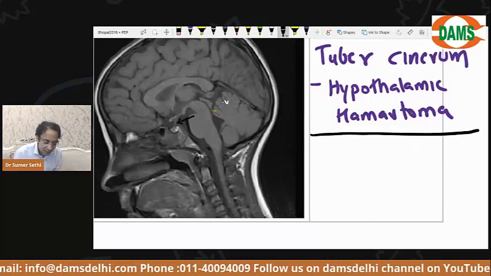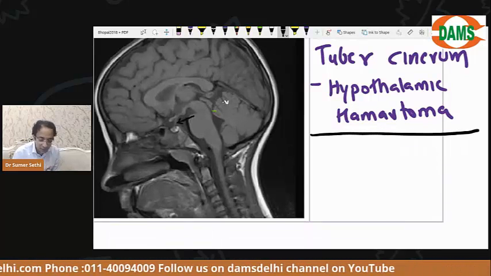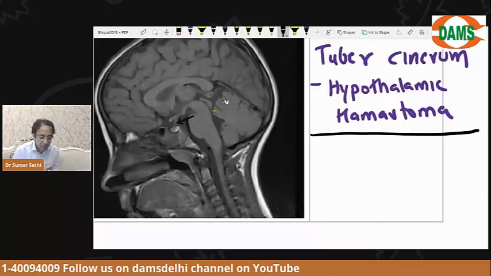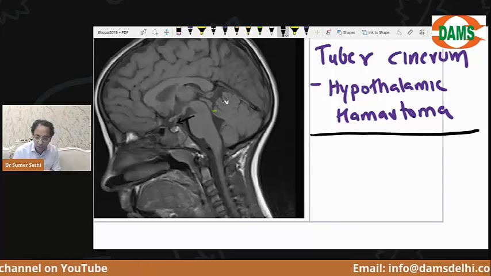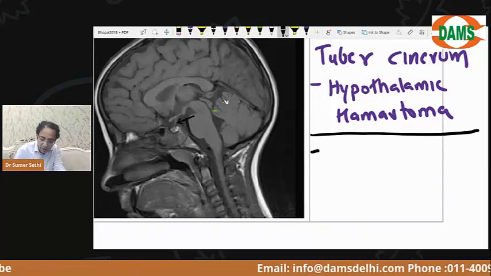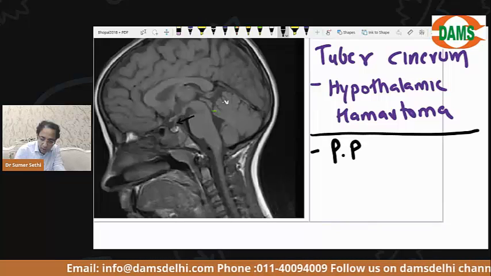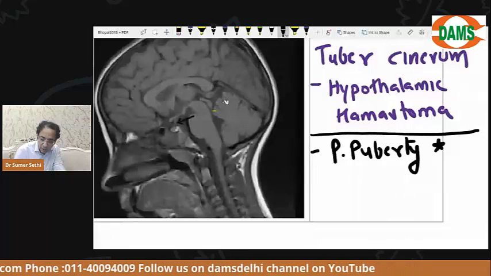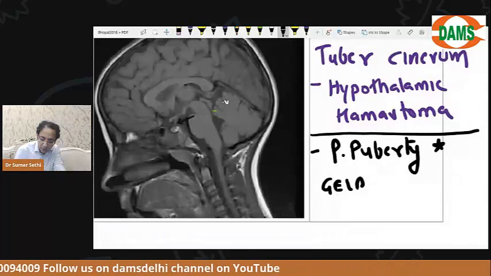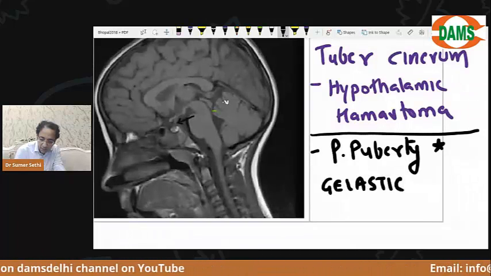Tuber cinereum, everybody remember, is the site of the hypothalamus from which hypothalamic hamartoma arises. And this is what you will read when you read about precocious puberty in pediatrics and obs-gynae, and a special type of seizure called gelastic seizure in medicine.